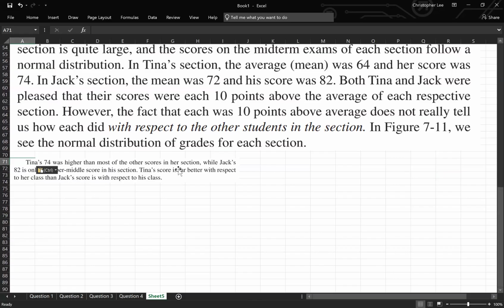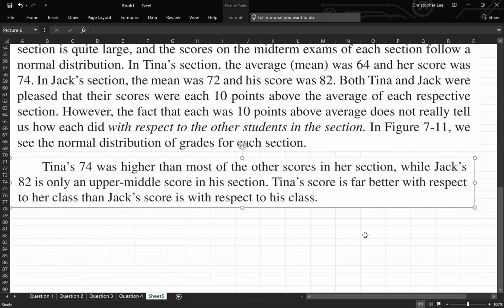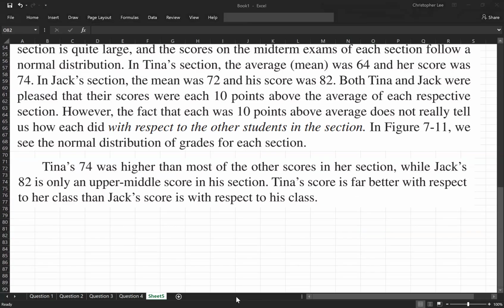All right. So Tina's 74 was higher than most of the other scores in her section, while Jack's 82 is only an upper middle score of his section. Tina's score is far better with respect to her class than Jack's score is with respect to his class. Let me show you guys why.